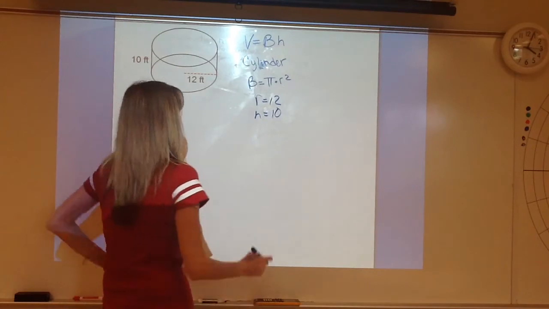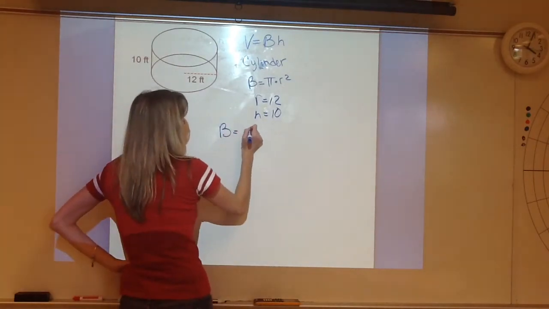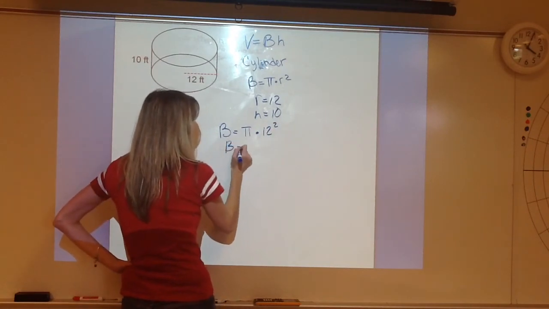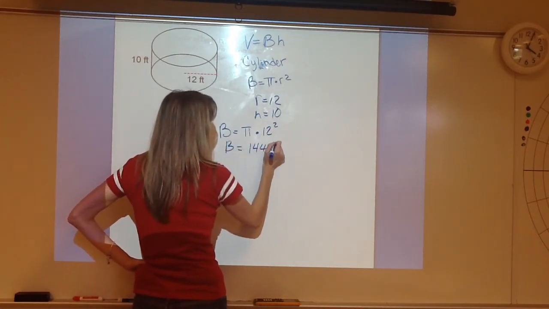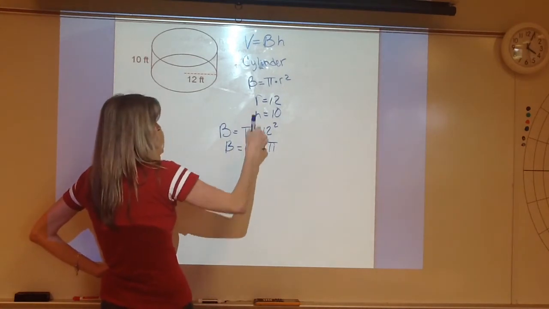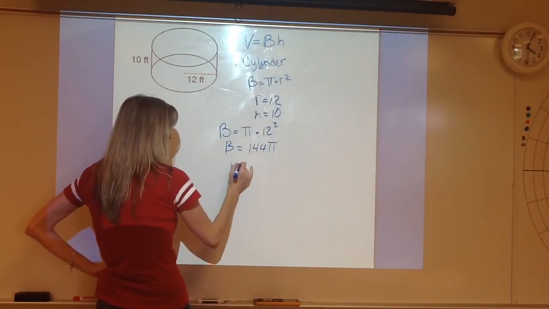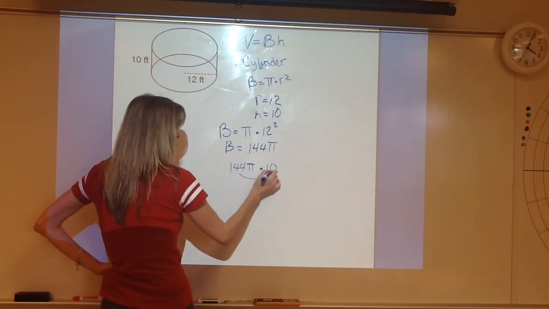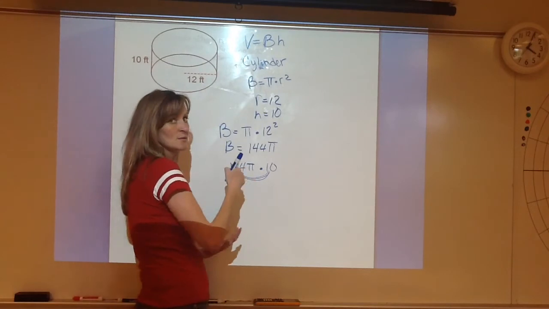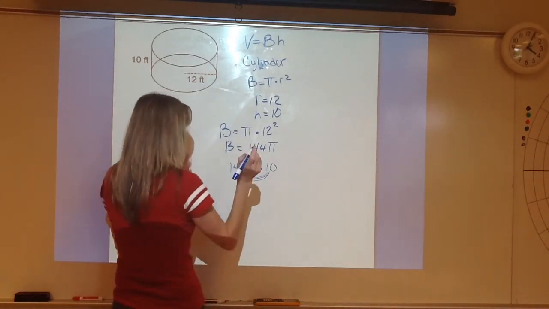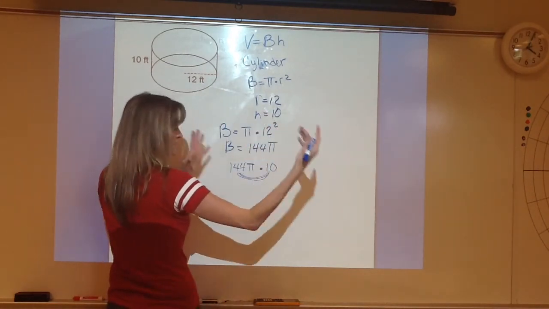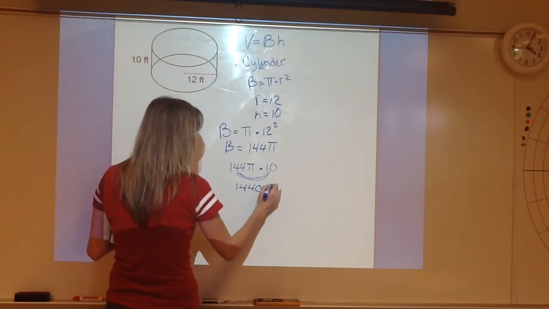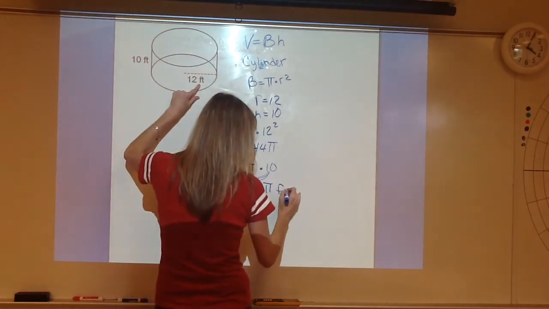So I'm going to plug my numbers in. Big B is pi times the radius squared. So big B is 144 pi. So the volume is big B times H. So 144 pi times 10. Now do the 144 times 10. Do not use the pi button in the calculator. So you can do that in your calculator, but we know multiplying by 10, we're just adding a 0 on the end. So I get 1,440 pi cubic feet.